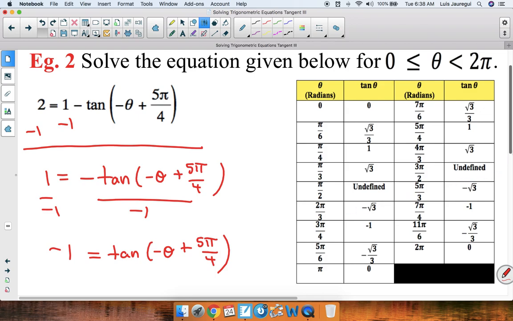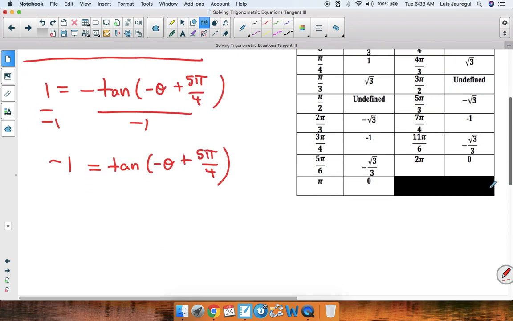So at this level, we're going to introduce a new variable and use the fact that the period will be pi as well. So let alpha be equal to the opposite of theta plus 5 pi over 4. Therefore, we have this particular equation: negative 1 is equal to tangent of alpha. Now, we're looking for any alpha angles such that their tangent will give you negative 1. Keep in mind that this alpha will be between 0 and pi because of the period of tangent.